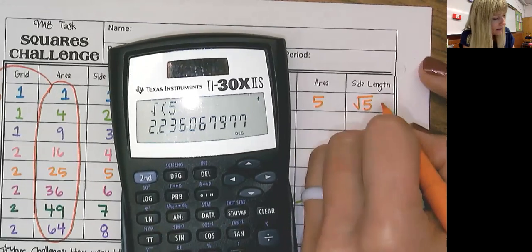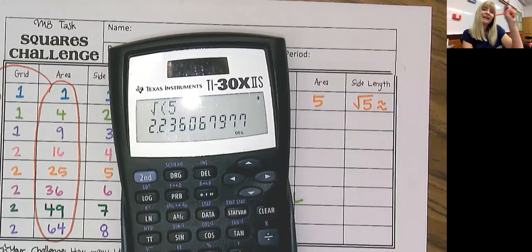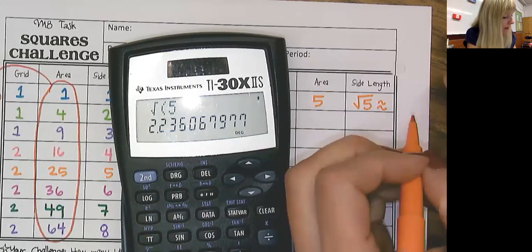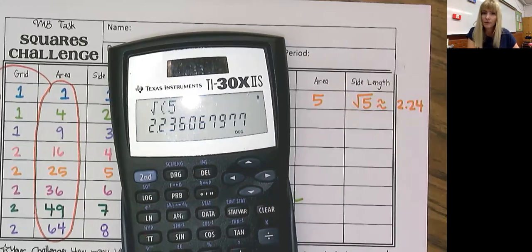But I can write this is approximately, not equals. You make it a squiggle in math when it's approximately. I can't possibly write the whole thing. I could write everything my calculator shows me, and that's still not the whole thing. The calculator just ran out of room. But I can approximate it and round it off and say this is approximately 2.24. That's about what the side length is. It's officially exactly square root of 5. It's approximately 2.24. Okay, that's a decimal approximation.